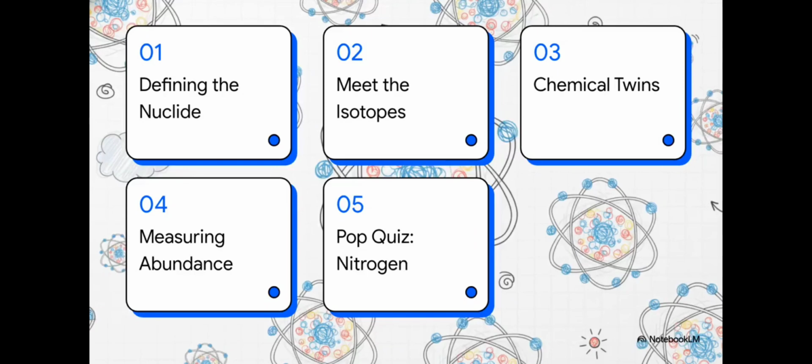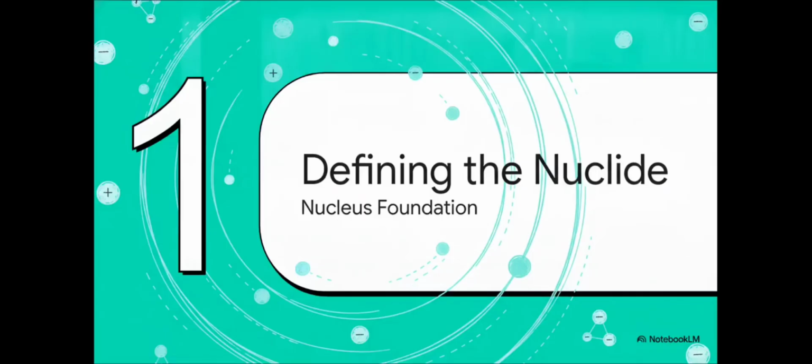Here is our roadmap. We're starting with defining the nuclide, then we'll meet the isotopes, explore why they're chemical twins but nuclear strangers, look at measuring isotopic abundance, and finally, we'll wrap the whole thing up with a pop quiz on the nitrogen nucleus. Section 1. Defining the nuclide, the foundation of the nucleus.